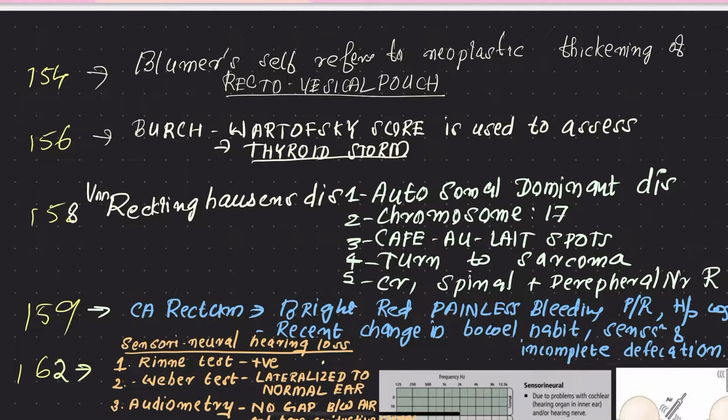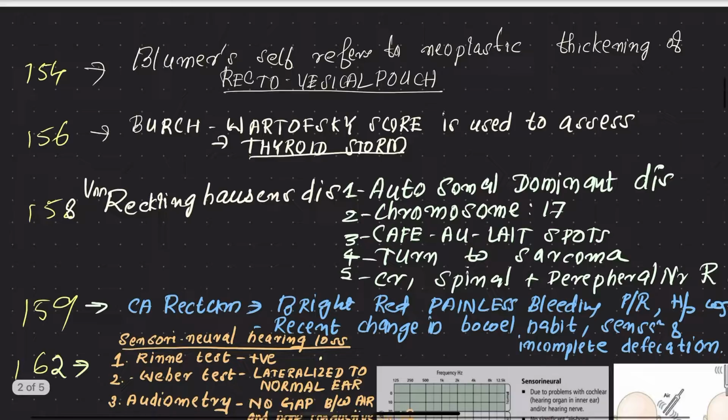the Plummer sign refers to neoplastic thickening of the rectovesical pouch. Next is the Burch-Wartofsky score, which is used to assess thyroid storm.